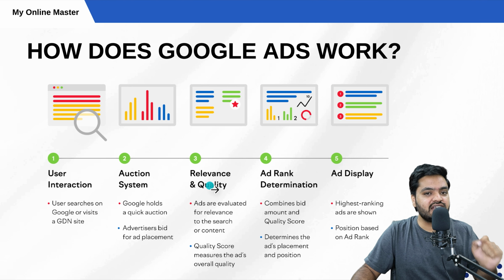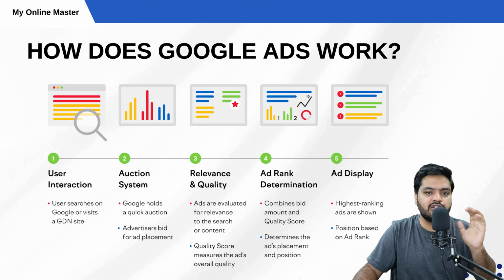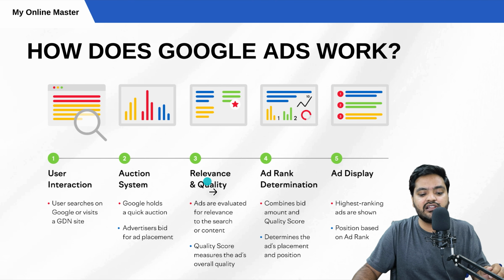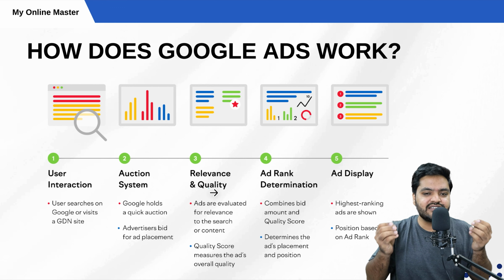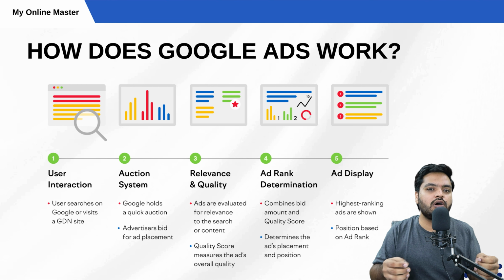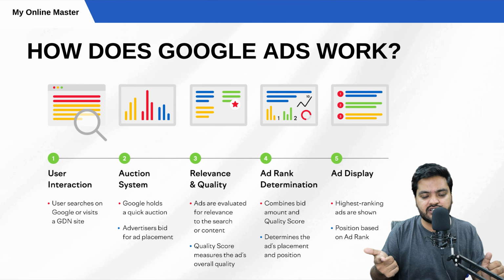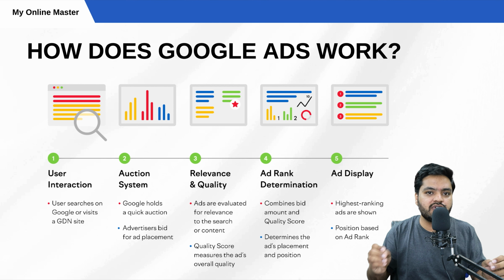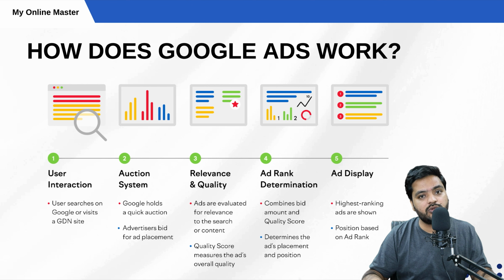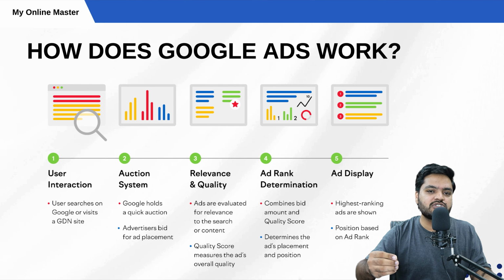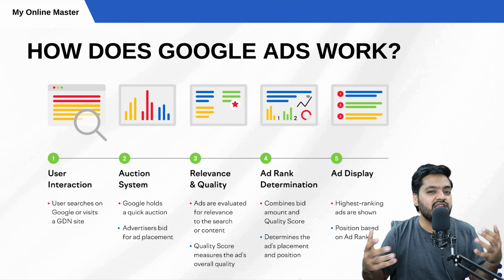Step number 3, as I said, whoever pays the highest will not get the higher result. It is about relevance and quality. Google as a platform wants to make sure that the user experience, whether it is advertisement or non-advertisement results, whatever the user is interacting with on the search engine or maybe other partner websites, has to be good. Because if it is only about money, that whoever pays highest gets more priority, then it is possible that the experience of users who are searching or interacting with ads may not be nice.